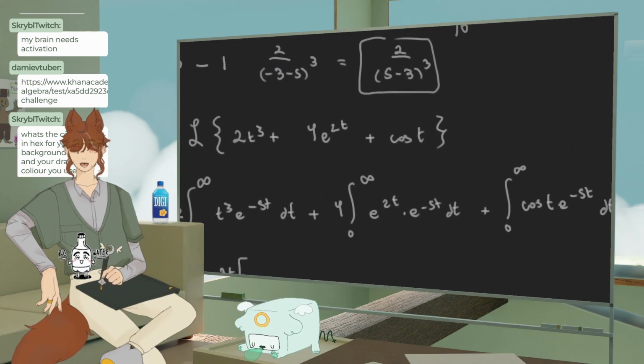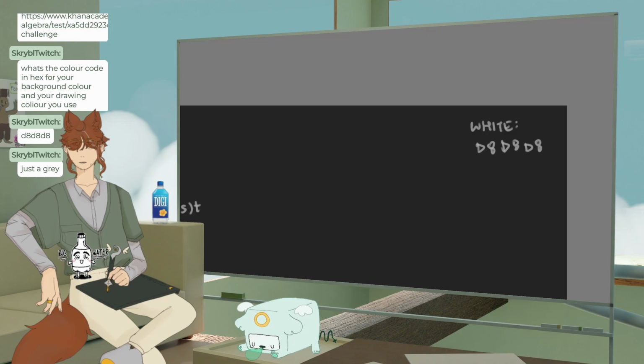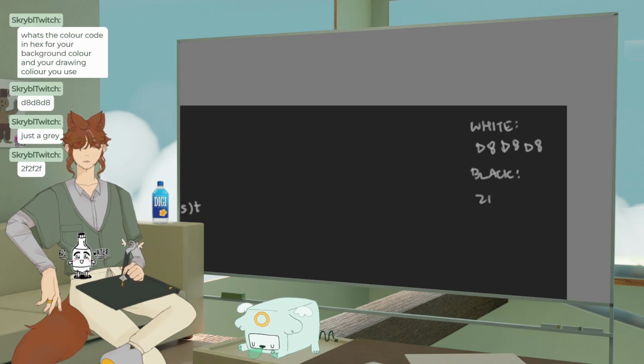My background color, let's see. My drawing color is... How do I get that in clip? Where is it? Okay, the hex is D8, D8, D8. That's for the white. Here, we'll put it up here. I can't remember if hex is just a gray. Yeah, and then the background color is just a black. Okay, it doesn't want to give me the color, thank you. Okay, 2F, 2F, 2F. I started writing in black. I just kind of ball out with whatever I feel like is fun though.